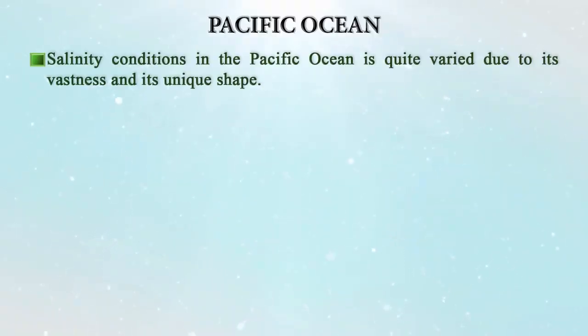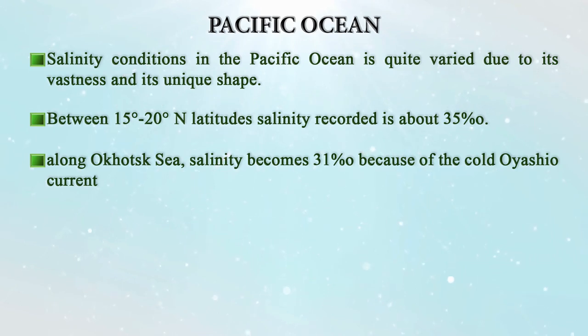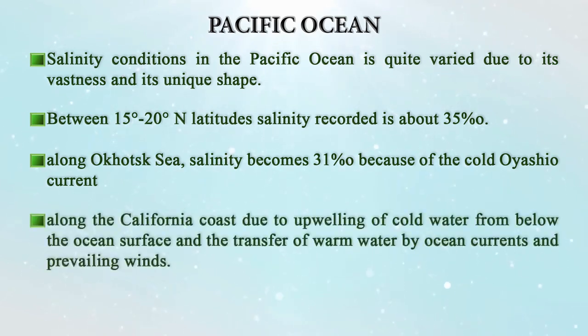Now coming on to the Pacific Ocean, salinity conditions in the Pacific Ocean are quite varied due to its vastness and its unique shape. Between 15 to 20 degrees latitude, salinity is recorded at about 35 per thousand. Also, it has the effect of ocean currents like the cold Oyashio current, which decreases the salinity along the Okhotsk Sea. Along the California coast also, due to upwelling of cold water from below the ocean surface, salinity is decreased, and the transfer of warm water by ocean currents and prevailing winds also affects salinity in the Pacific Ocean.